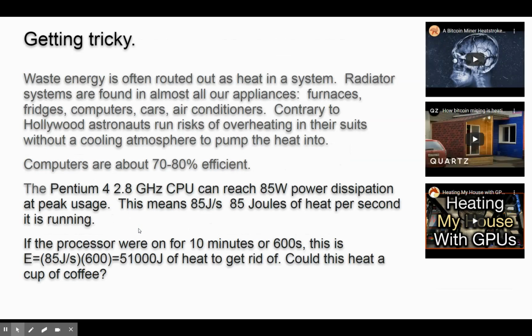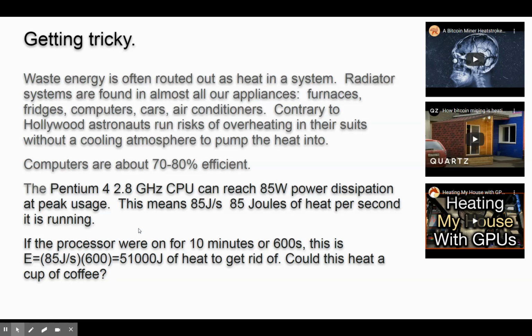Waste energy is often routed out as heat in a system. Radiator systems are found in almost all of our appliances: furnaces, fridges, computers, cars, air conditioners. Contrary to Hollywood, astronauts actually run the risk of overheating in their suits because there is no cooling atmosphere around to pump the heat into. So I want you to watch the Bitcoin miner ones and how people can actually heat their houses with their Bitcoin rigs. Computers have a real problem. They are killed by the heat.